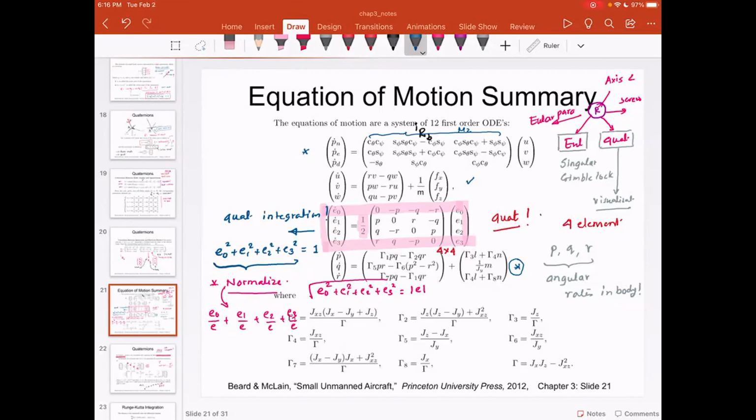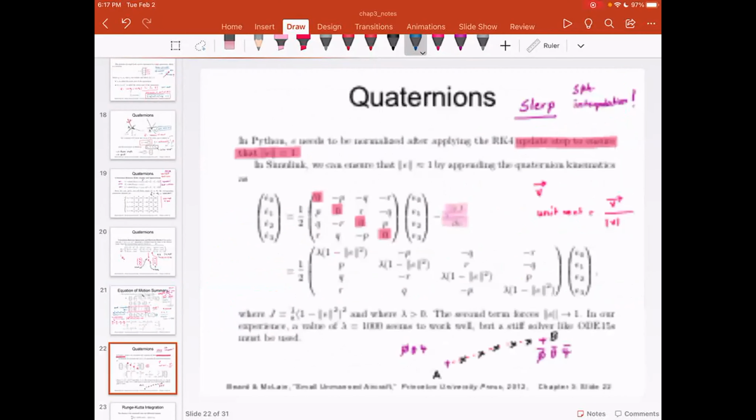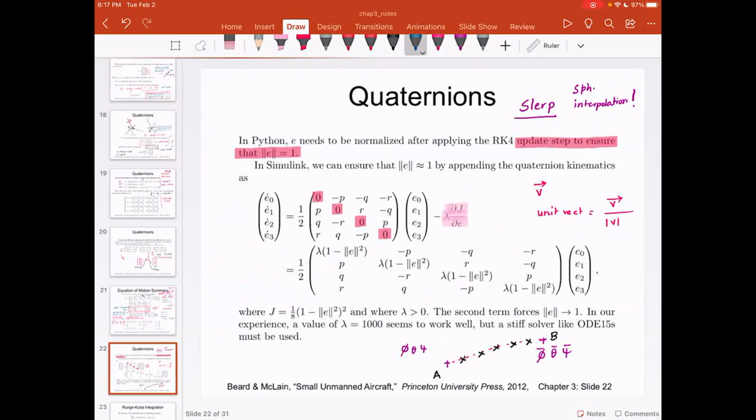So to make sure that the Quotonian remains a unit Quotonian, there are two techniques. We use normalization, or we use something called the cost function, and I will show you both these techniques. So I want to spend some time on this equation. This equation is represented in detail on this slide. For a second, I want you to imagine the expanded form of this equation.